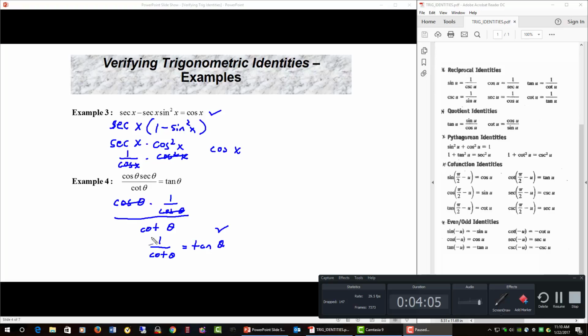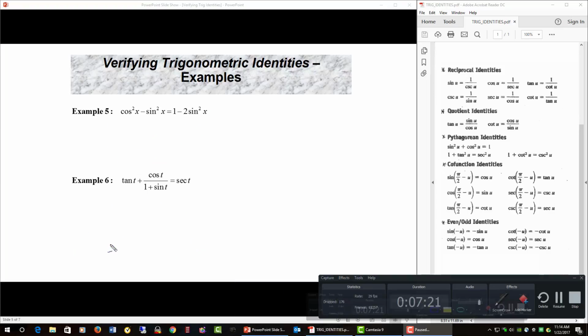So there you go. Now again, some students may have broken apart the cotangent into cosine over sine and had 1 over cosine theta over sine theta, and then when you divide 1 by that denominator and take the reciprocal, you'll get sine theta over cosine theta, and again you will get to tangent theta. So there are different avenues depending on which identities you use to get there, but you will get there.